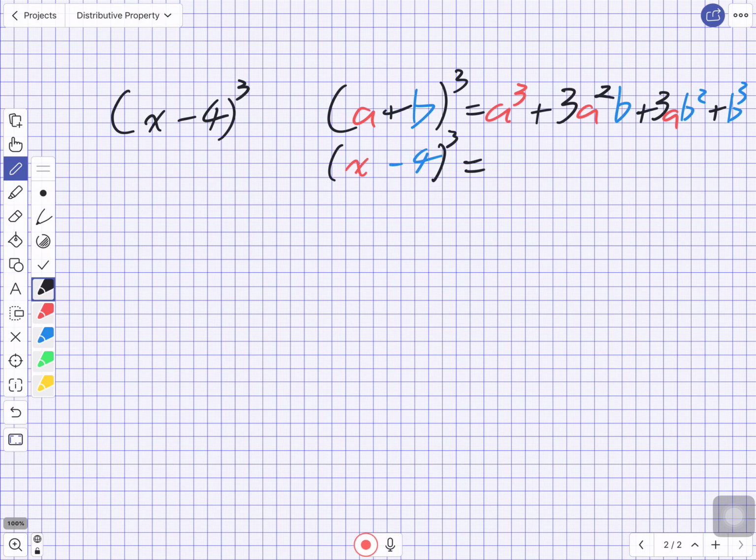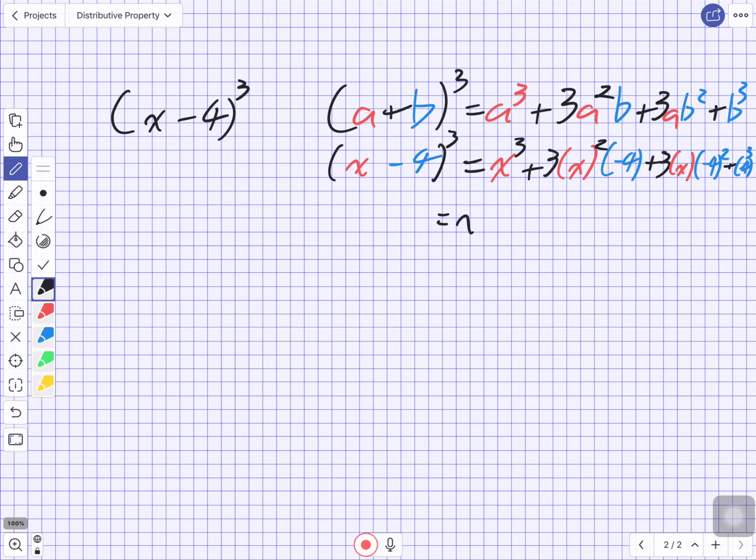So we have the cube. Our a value is x. We know it's going to be x cubed plus 3 times x squared times -4. Hopefully I have room. Plus 3x times -4 squared, and then I'm going to really try to fit this in, -4, I apologize, cubed, okay?